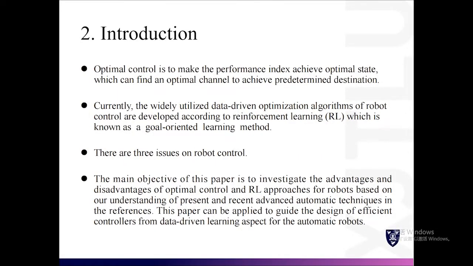Optimal control is to make the performance index achieve an optimal state, which can find an optimal control to achieve a predetermined destination. Currently, the well-utilized data-driven optimization algorithms of robot control are developed according to reinforcement learning, which is known as a goal-oriented learning method. There are 3 issues in robot control. Firstly, the purpose of optimal control, which is to achieve the optimal performance, is its major limitation.